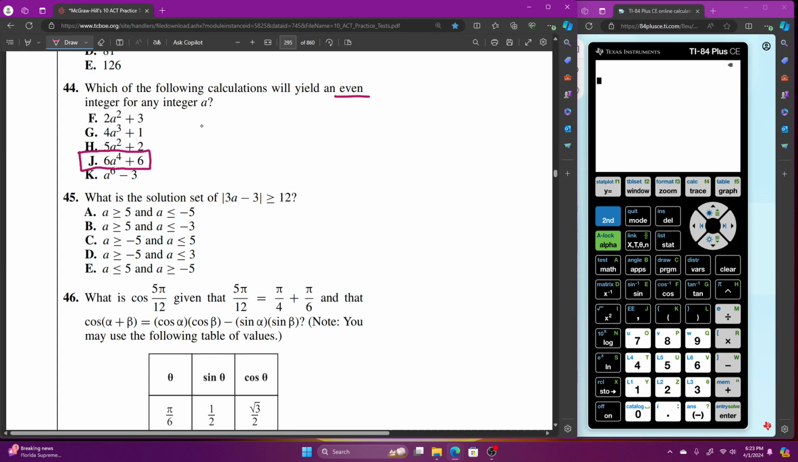plugging in a number. Plug in an odd number for a, and I'm going to pick an odd number that's not anywhere in the equation, not 0, not 1, not 2, and not a number I see anywhere in the equation. I'm going to say that a equals 7. Pick a number strategy.